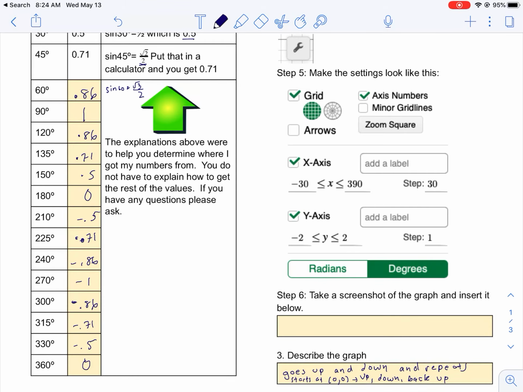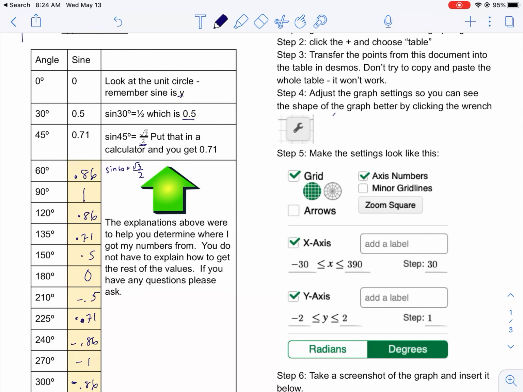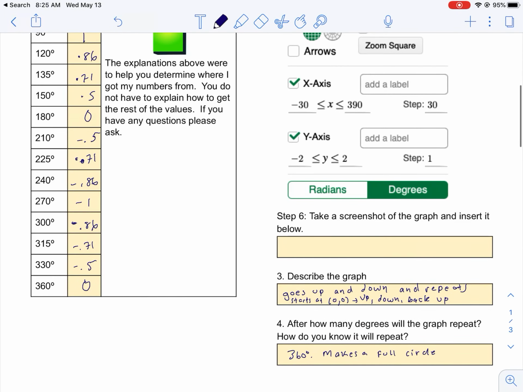Okay. Now, if you go to Desmos, you can actually click on the plus button and choose the table. And then you'll copy down these angles and the sine values, put them into Desmos, and you're going to create a graph. Okay? Now, what the graph is going to end up looking like is going to look something like this. And that's the basic look.